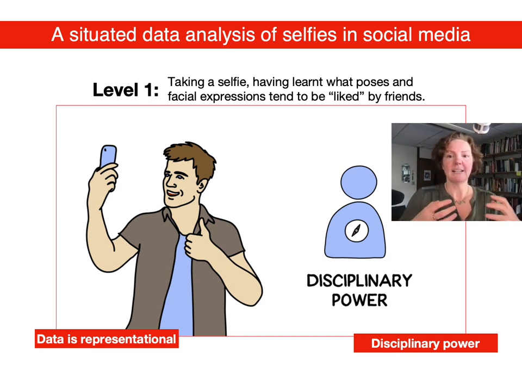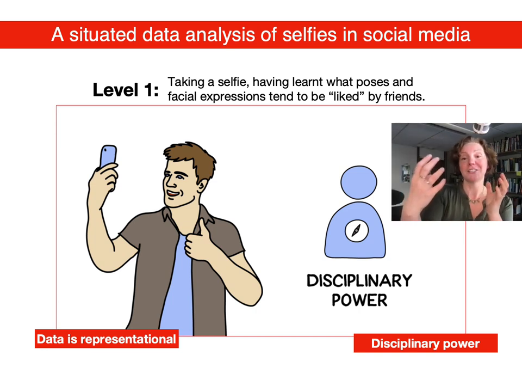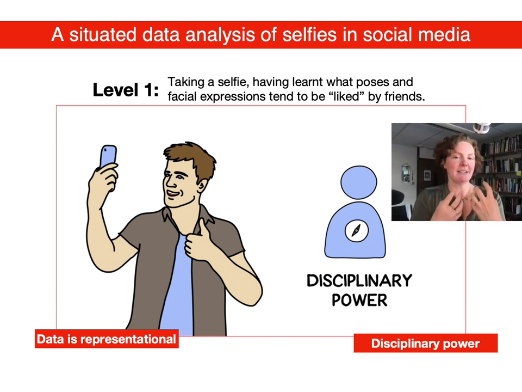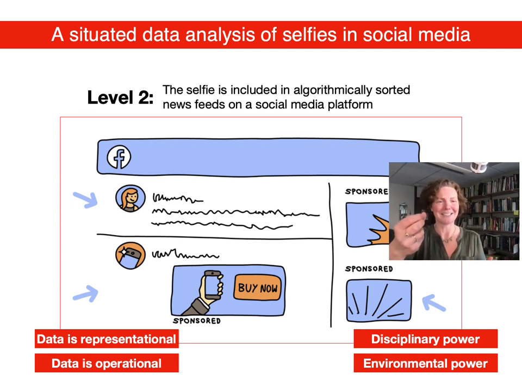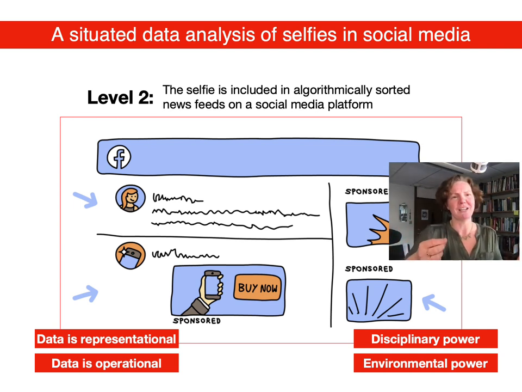So at this level, the taking of the selfie, there's a disciplinary power of sorts. This is the first layer where your selfie is situated as a representation of yourself that you share with your friends or a broader audience. Facebook and Instagram and other platforms will also show your selfie to other people for their own purposes, of course. And you know that, you're uploading it to Facebook or Instagram or whatever, and of course you'd like people to see it and to click like on it, right?